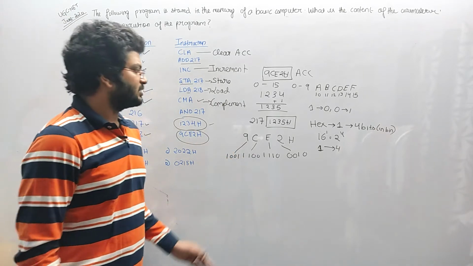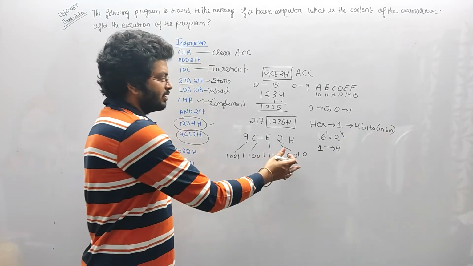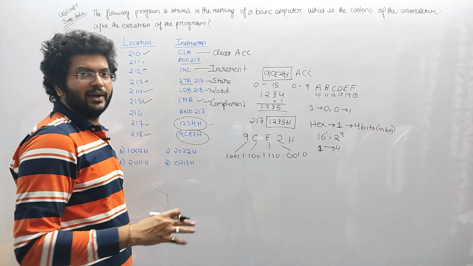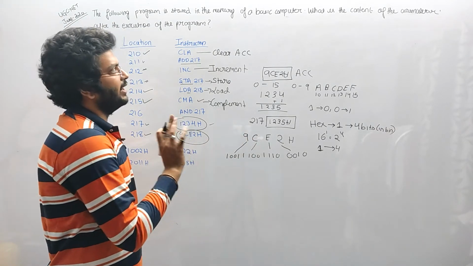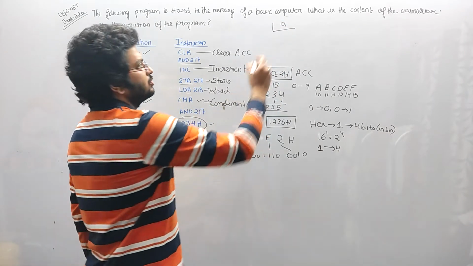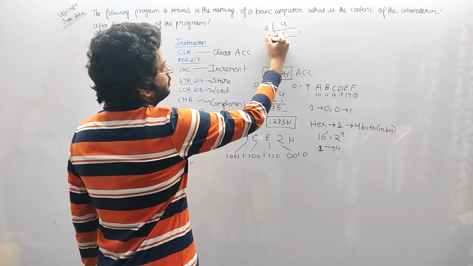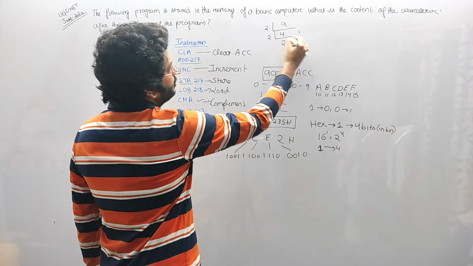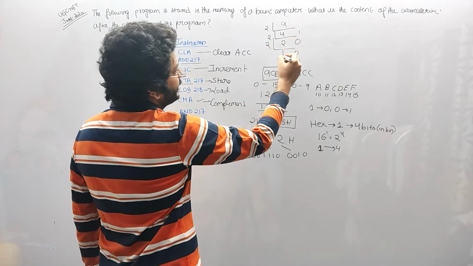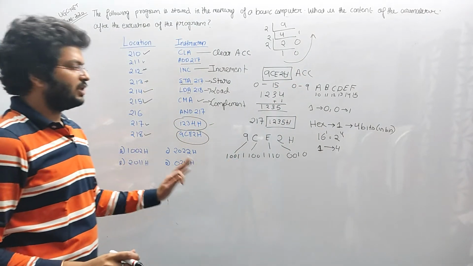Because of practice I can directly write it, and you can also write it directly, there is no issue. But if you want to be sure, you can convert to binary by dividing by 2. Suppose I want to convert 9 to binary: I divide by 2 constantly. 9 divided by 2 is 4, remainder 1. Then 4 divided by 2 is 2, remainder 0. Then 2 divided by 2 is 1, remainder 0. Writing it upwards, 1001 is 9 in binary.